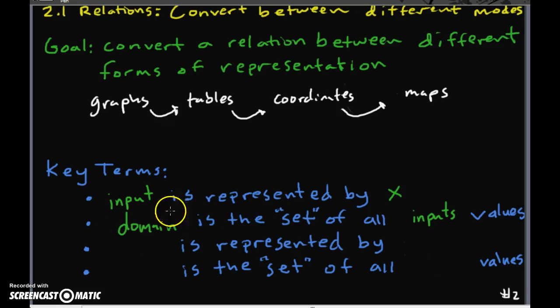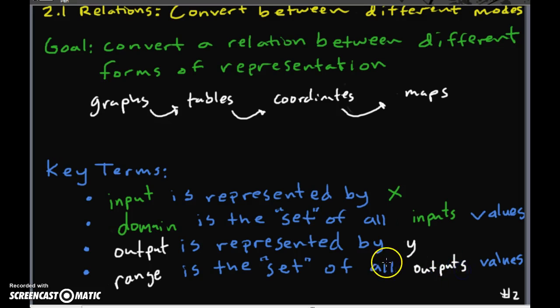So X is domain, and now your output is your Y. So output is represented by Y, and the range is the set or the list of all of your output values. So all of your Y values are considered or make up your range. So X is domain and Y is range, and these are going to be two very, very important words as you go further into math, and you'll see that in the next couple of lessons. So pause the video if you need to copy some of this down.